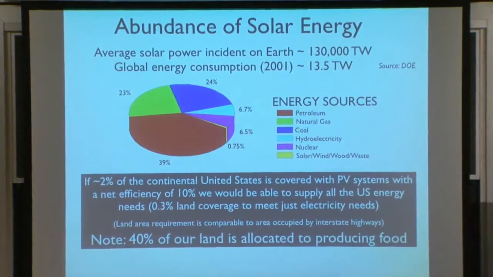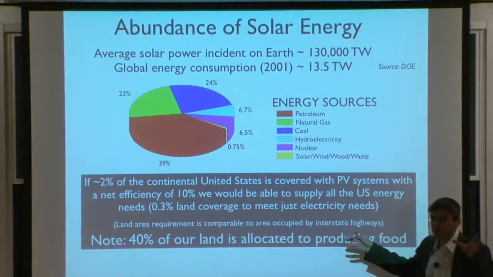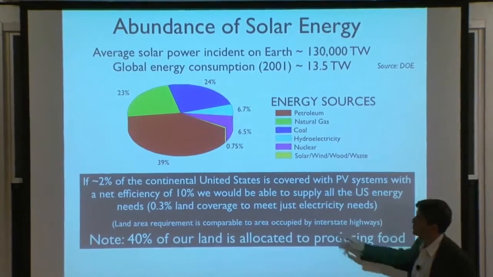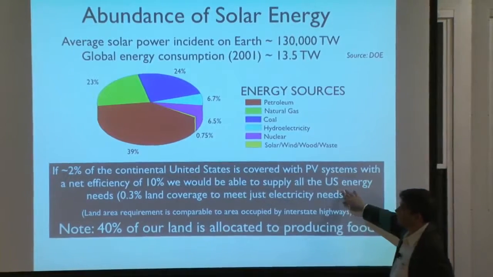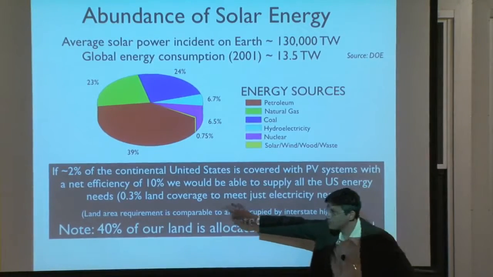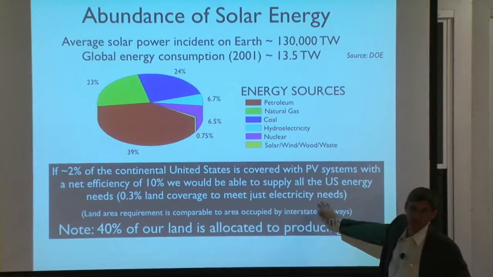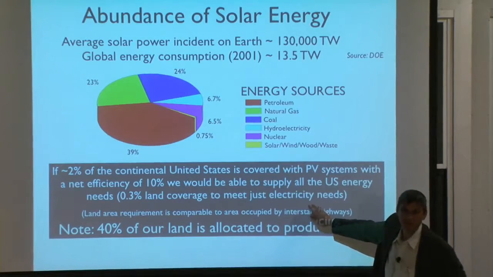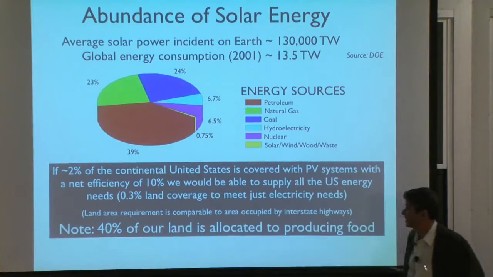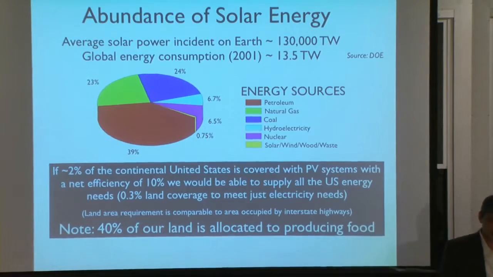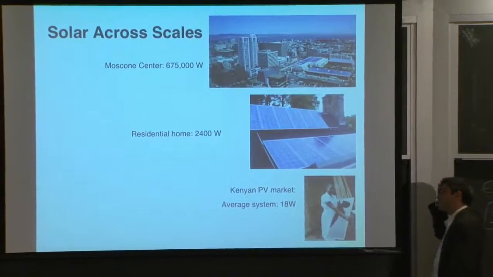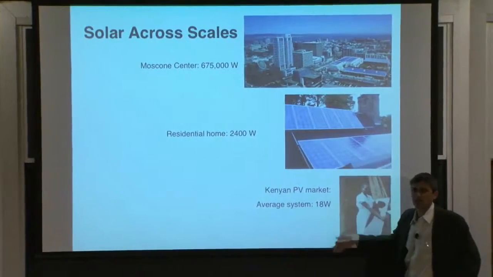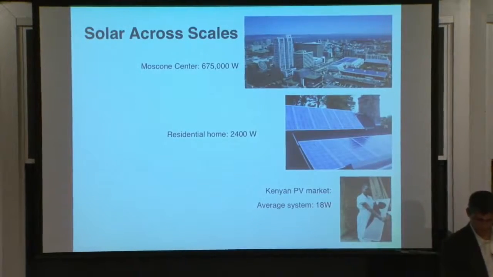And yet, with solar, you wouldn't need much land. It's actually a pretty land-efficient technology, okay? So if 2% of the US were covered with PV, with an efficiency of 10%, you could supply all the US energy needs. If 0.3% of the land were covered, you'd get all the electricity needs in the US met. 0.3%. That's compared with 40% for agriculture, okay? So it's not a land problem. Just what's in between highways is pretty good. Solar PV has a nice advantage over some other renewables in that you can scale all the way down, all the way up. So that's nice.